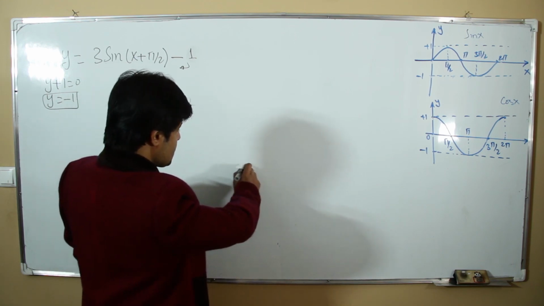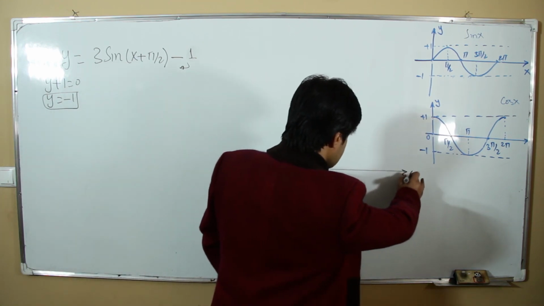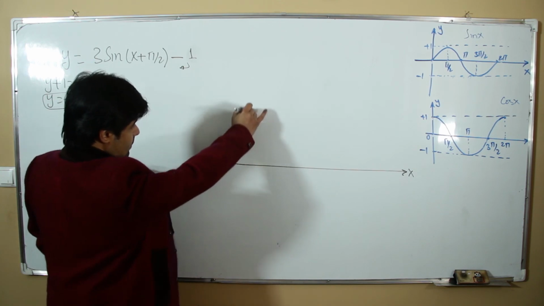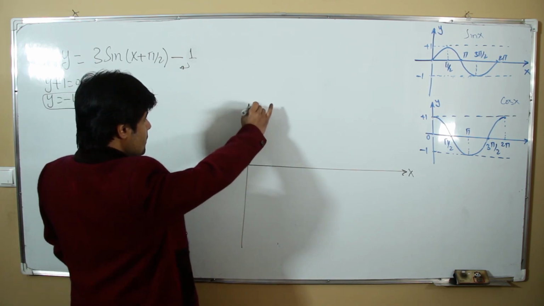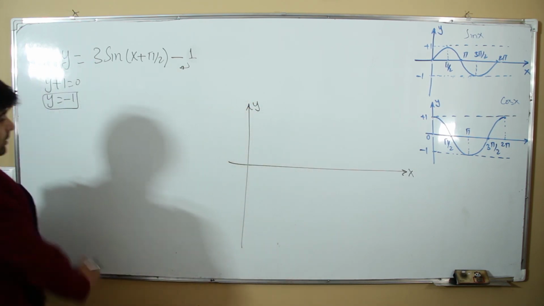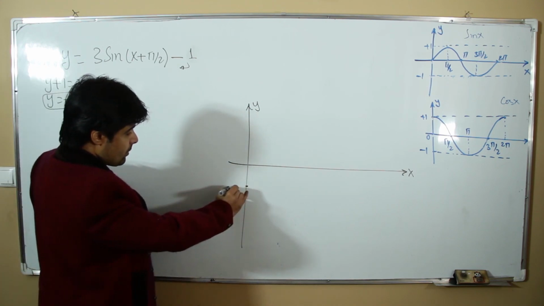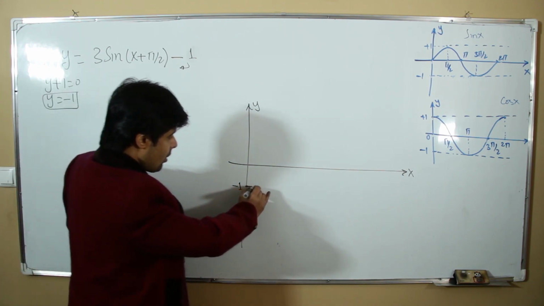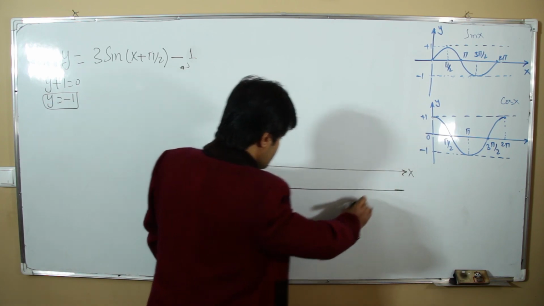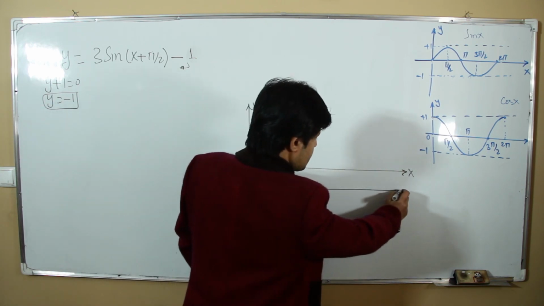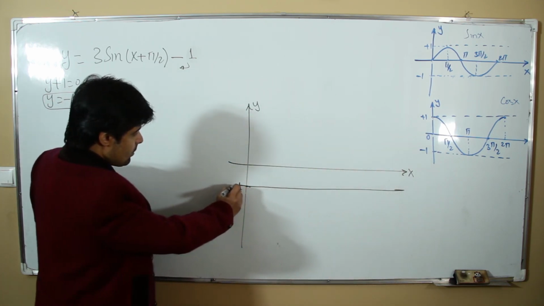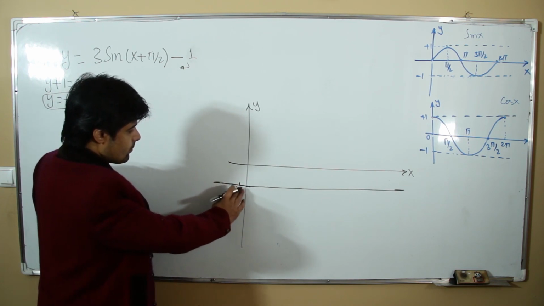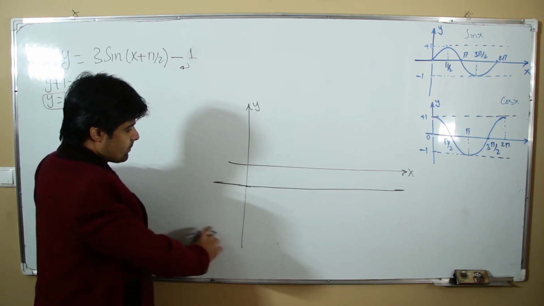Yes. This is our x-axis. This is our y-axis. Now, negative 1. This is our negative 1. It means the graph should be drawn along this axis. Am I right? Yes.